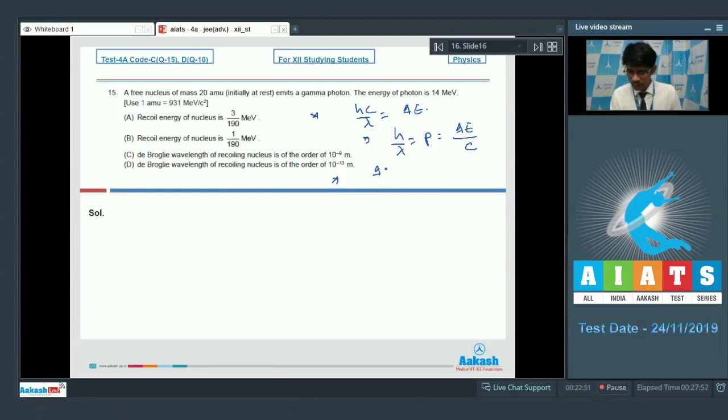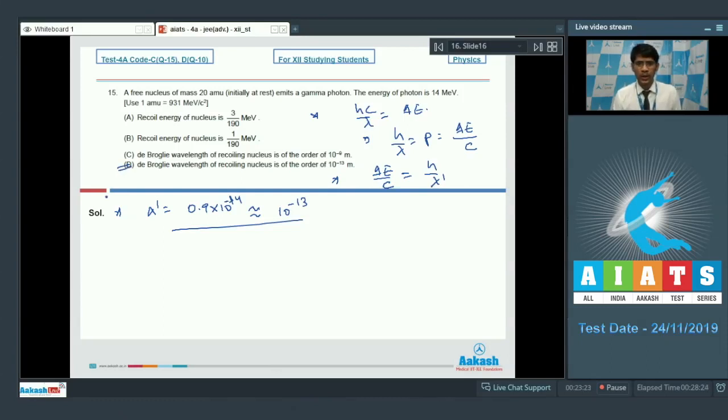It will be delta E divided by C. That will be the momentum, and if this is the momentum, the corresponding wavelength will be how much? It must be written down as h divided by lambda dash. If we calculate this part, we'll be getting the lambda dash very close to 0.9 into 10 to the minus 14, or you may say it is of the order of 10 to the power minus 13. So option D is the correct answer.